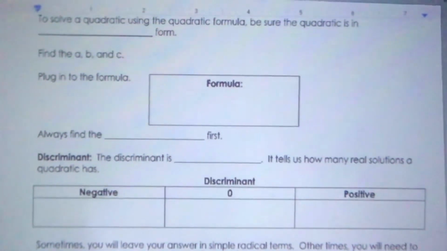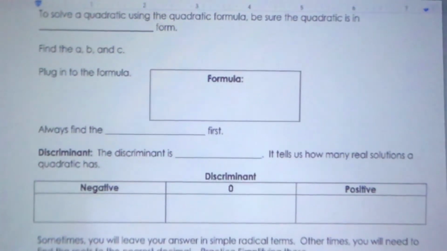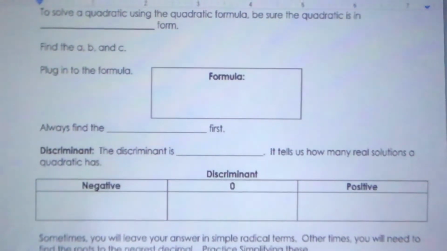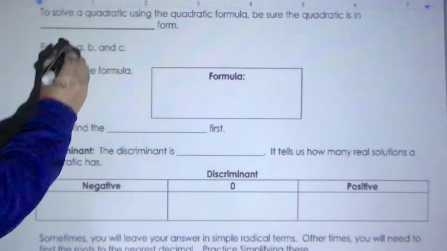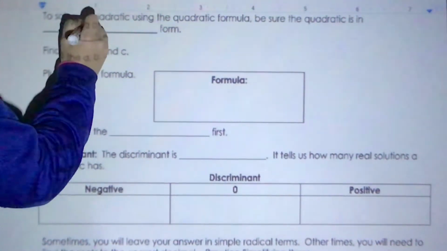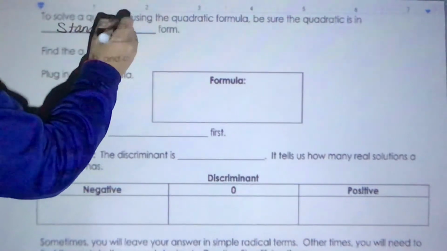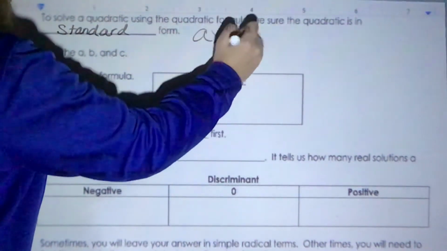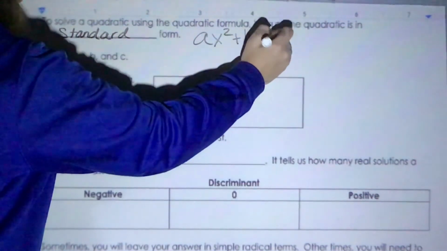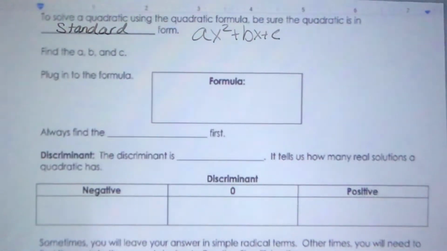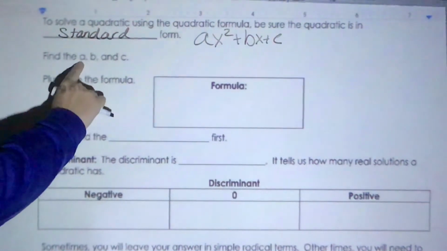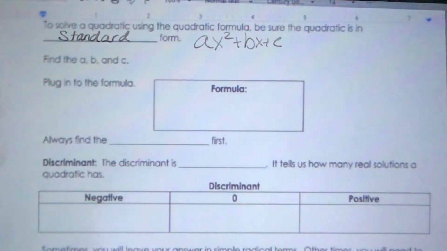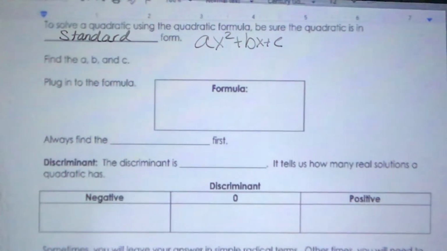So let's get started. To solve using the quadratic formula, the most important thing is that your quadratic be in standard form, which is ax squared plus bx plus c. It has to be in that form so that you can figure out what your a is, what your b is, and what your c is, because you're going to use those numbers in the formula.